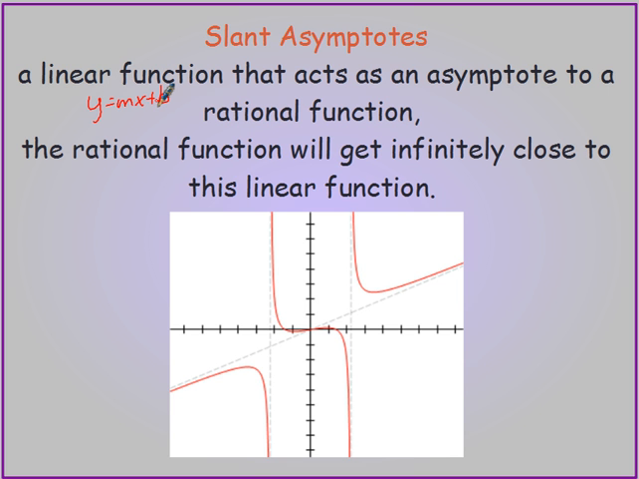So, here's the important part. Slant asymptotes are in the form y equals mx plus b because they're linear functions. They're lines, right? My slant asymptote is essentially a line. So, the important part is, how do you find slant asymptotes?